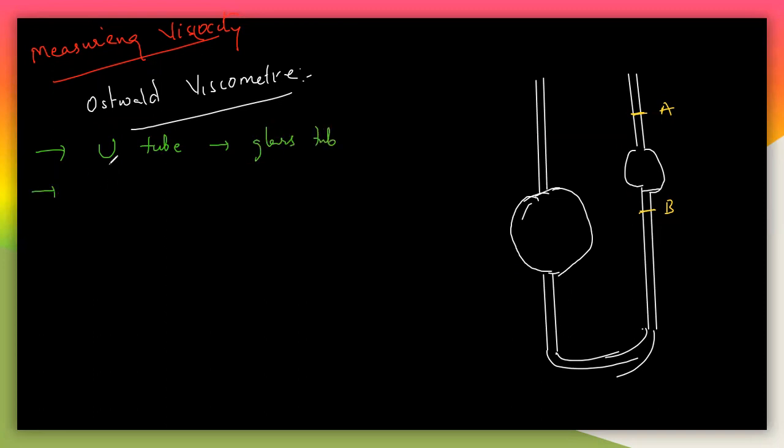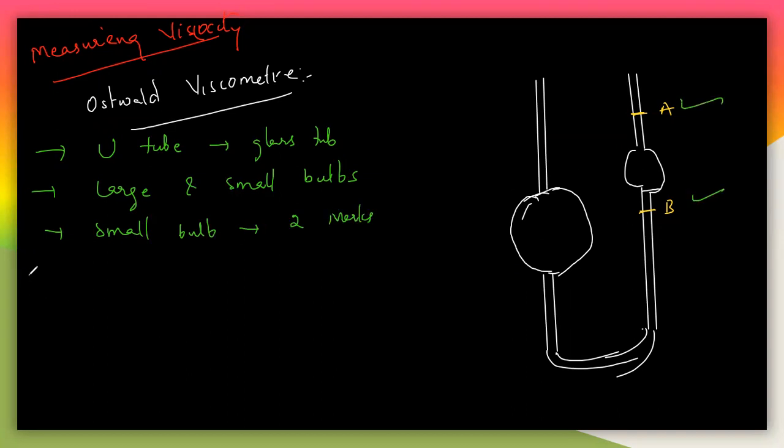It has two bulbs: one is a large bulb and the other a small bulb. So large and small bulbs, two of them. The small bulb will have two marks. One is A and the second one is B here.